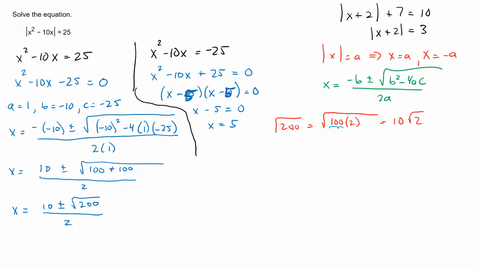So we have x equals 10 plus minus, but instead of square root 200, that we just simplified to 10 square root 2, over 2. Finally, I can simplify a little bit further. I can divide the 10s by 2, so we have 5 plus or minus 5 square root 2. Right, so this equation, the original absolute value equation, has 3 solutions.